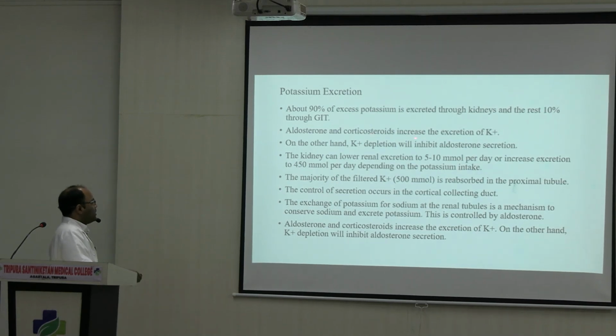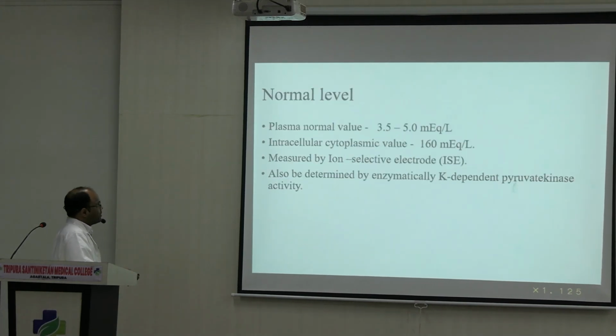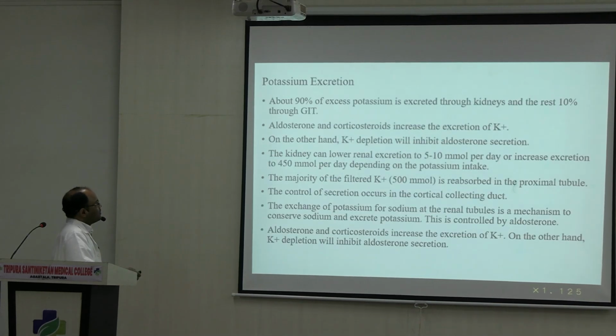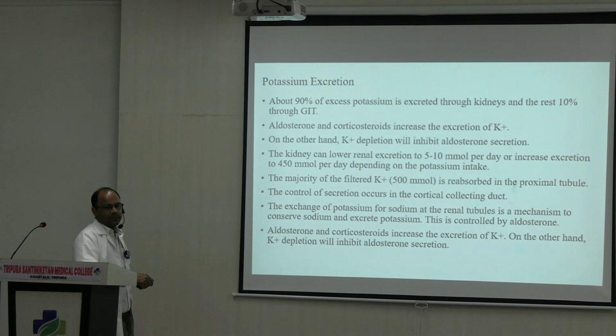Aldosterone and corticosteroid increase excretion of potassium. Aldosterone and corticosteroid, remember this. The kidney excretes mainly 90% and the rest 10% through the GI tract, and to some extent with sweating.